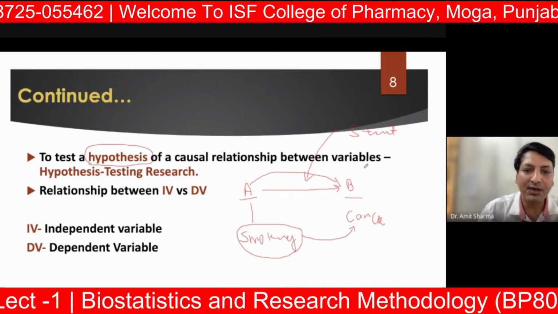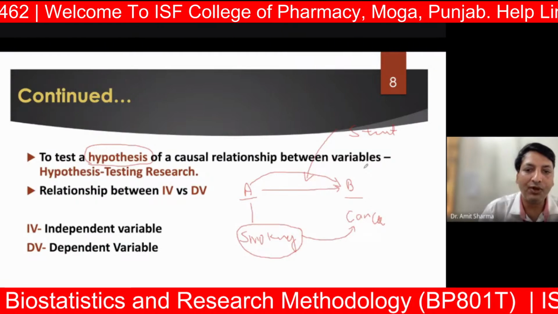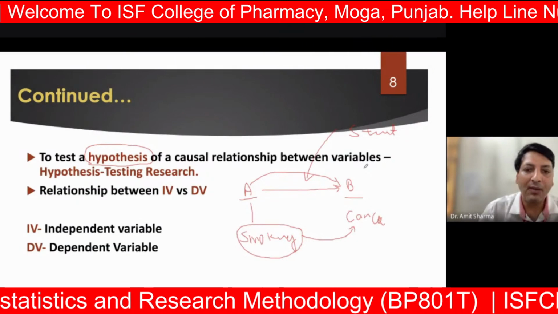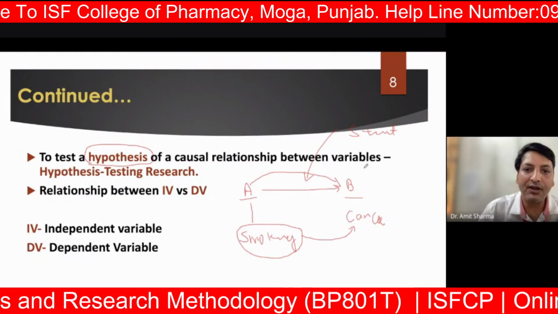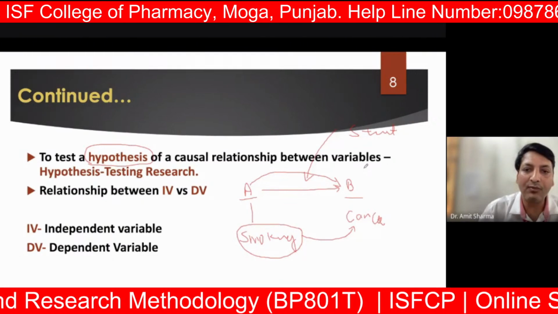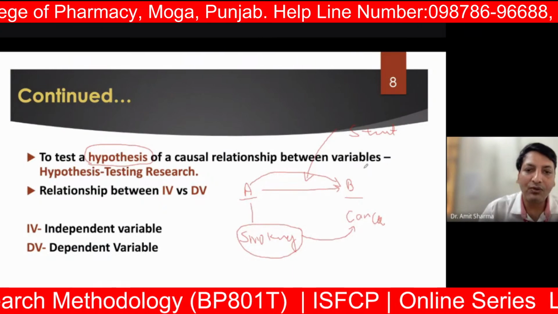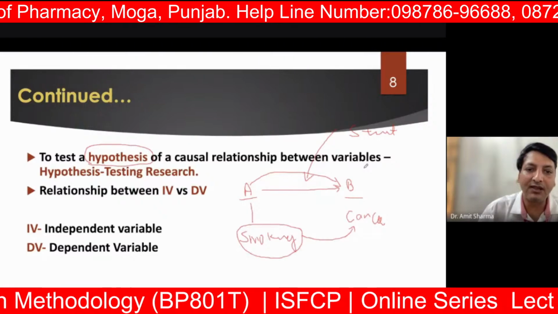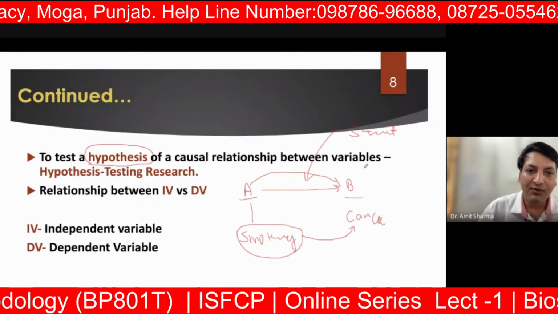Now in my research part, I have to prove that A is really causing B. So how am I going to prove it? I am going to test my hypothesis, and for that there are different statistical procedures that I'm going to apply. Once I conclude, I have to conclude with justification, and the justification will be the test values which you have applied.